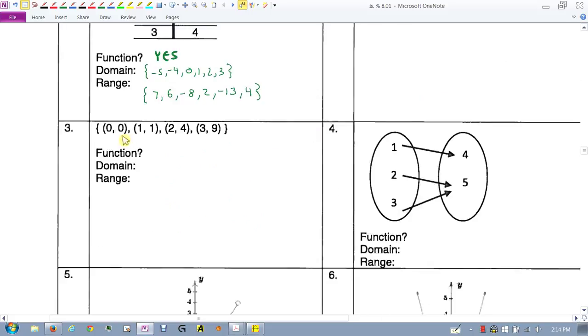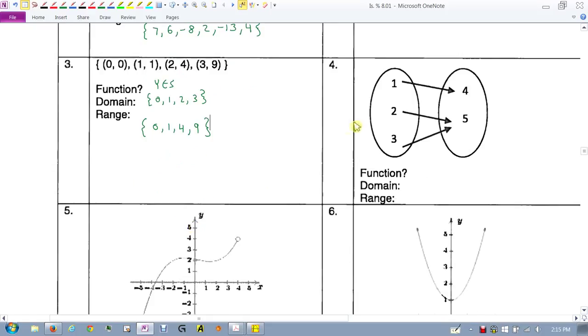How about the next one? Is this a function? Yes. What's the domain? With braces, right? 0, 1, 2, 3. And the range? 0, 1, 4, 9. Can anyone tell what that function does? Take 0 to 0, 1 to 1, 2 to 4, 3 to 9. What is it doing to the input? Squaring it. 3 squared is 9, 2 squared is 4, 1 squared is 1, 0 squared is 0. I'm just curious if you saw that.